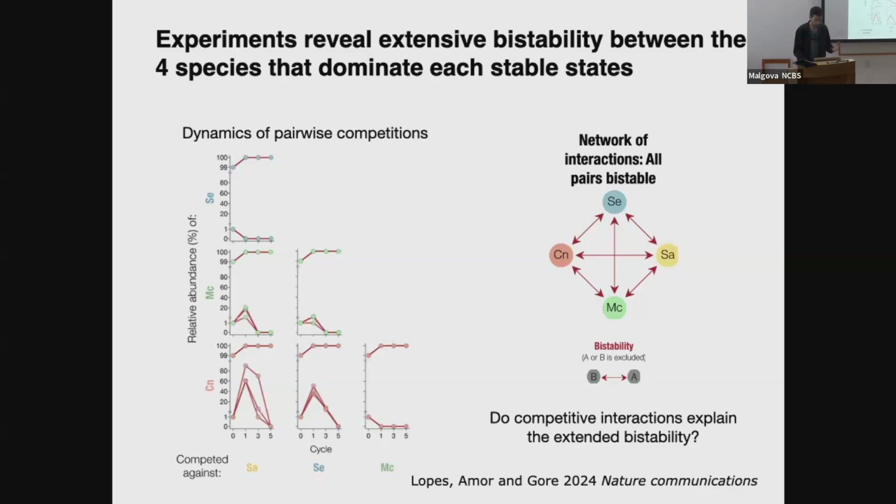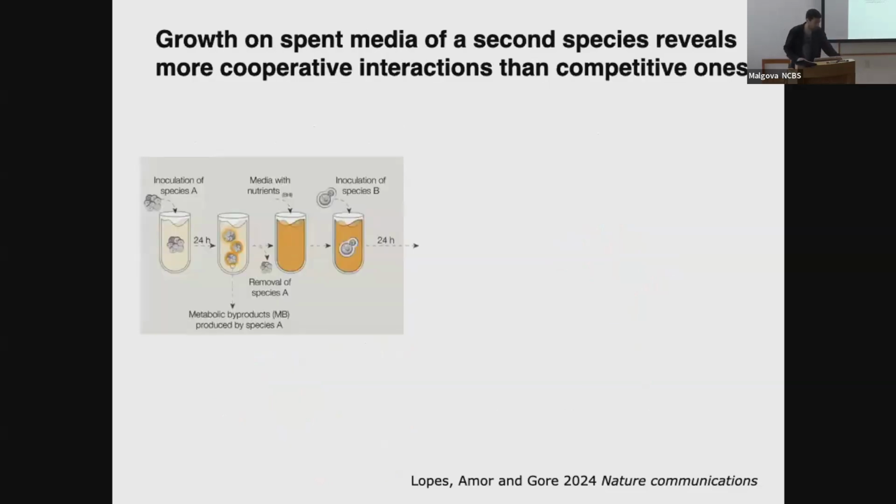And to further explore this, what we did is a different kind of experiment in which we grow one species of bacteria in a test tube, and we wait for 24 hours. So this species has reached the carrying capacity, has consumed the nutrients, and has secreted whatever its metabolism secretes. Then we filter this medium and we replenish it with a little bit of nutrients, but this is actually the spent media in which the other species has grown. And now we put the other species inside.